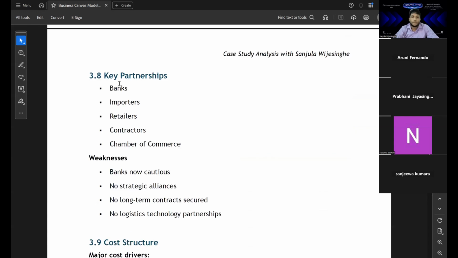Then the key partnership: banks, who support you in running the business. That is the key partnership. I prioritize it as banks, because you are facing financial problems. You do not have retained earnings or reserves.